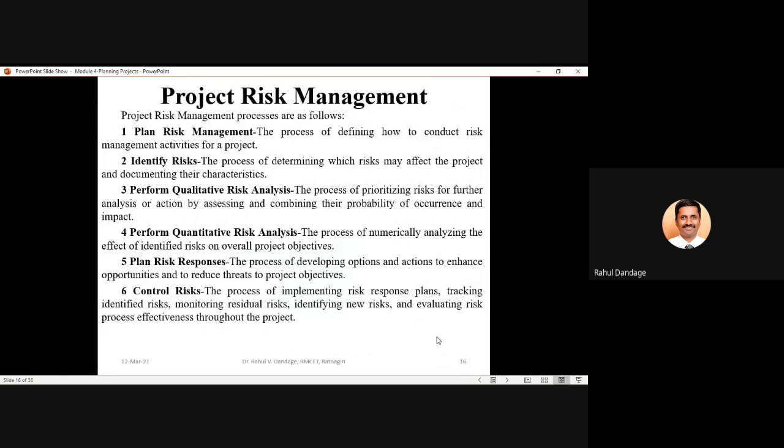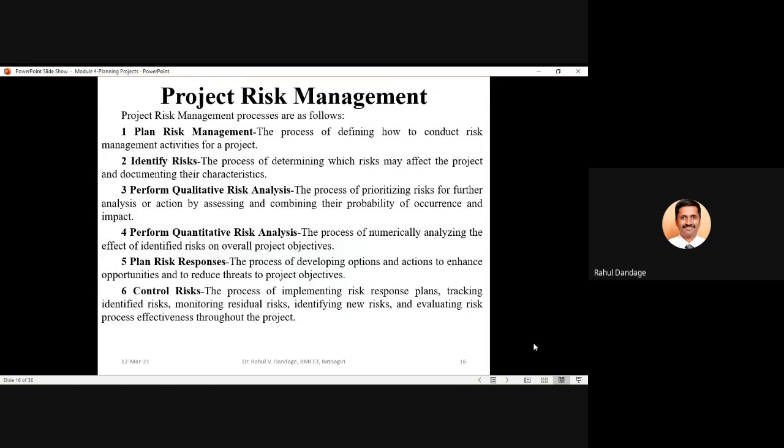There are basically 6 processes in project risk management. The first and foremost, as usual, is planning risk management. In this process, we define how to conduct risk management activities for a specific project. This will be the overall plan for implementing or executing risk management in a project.